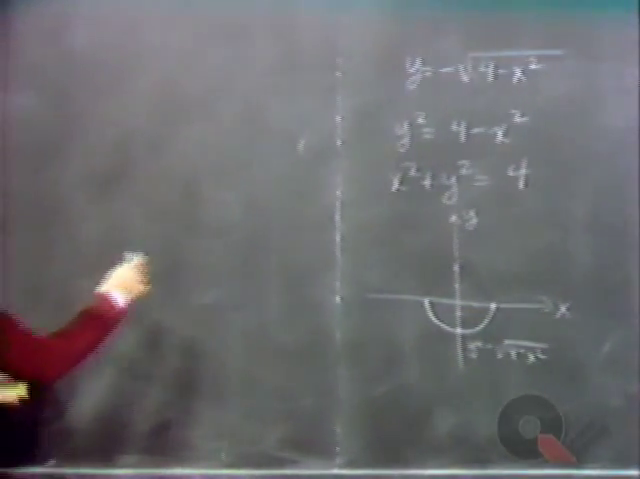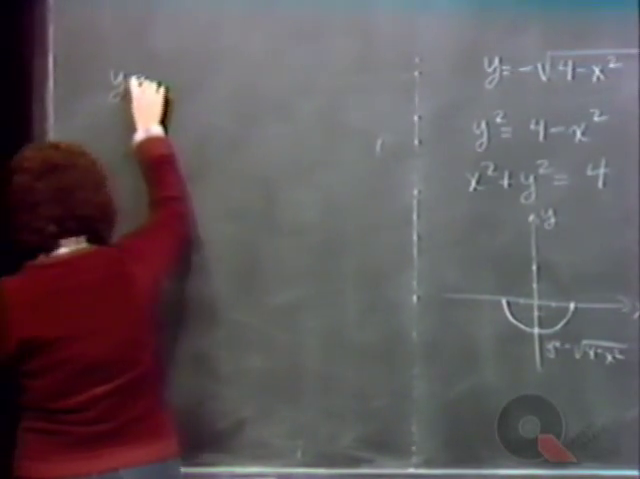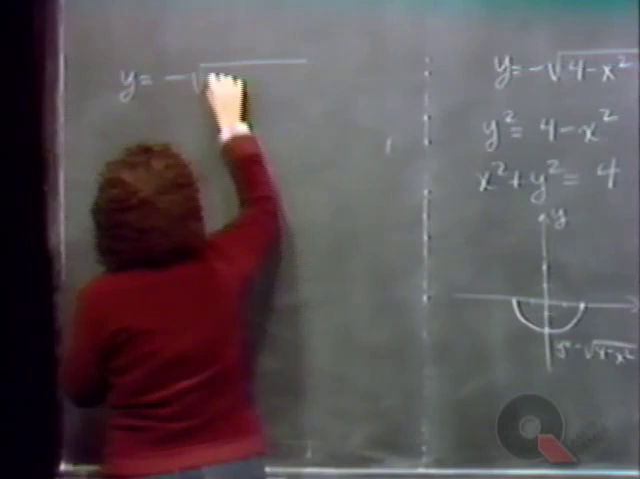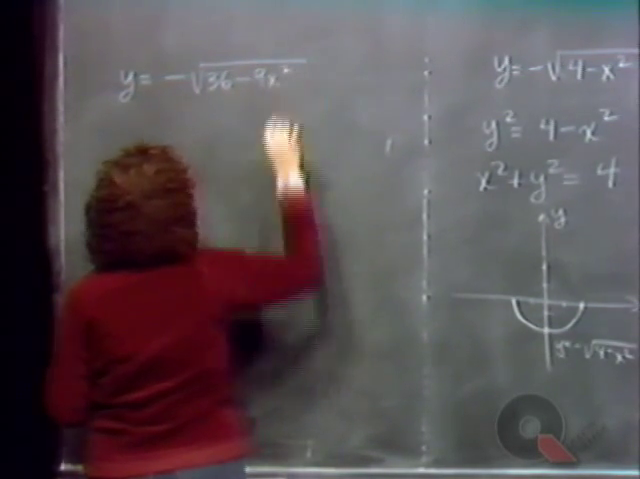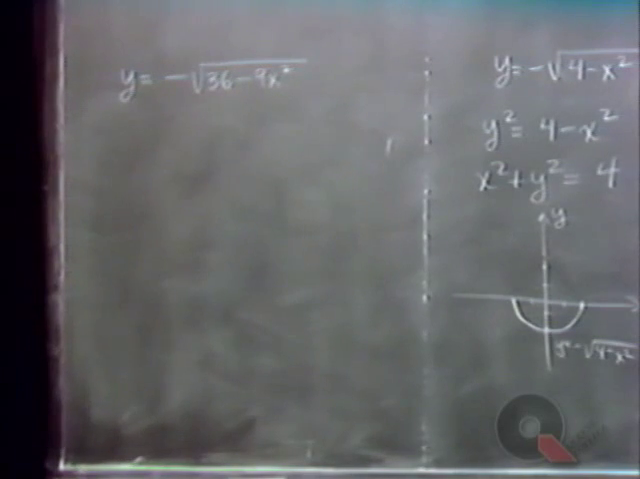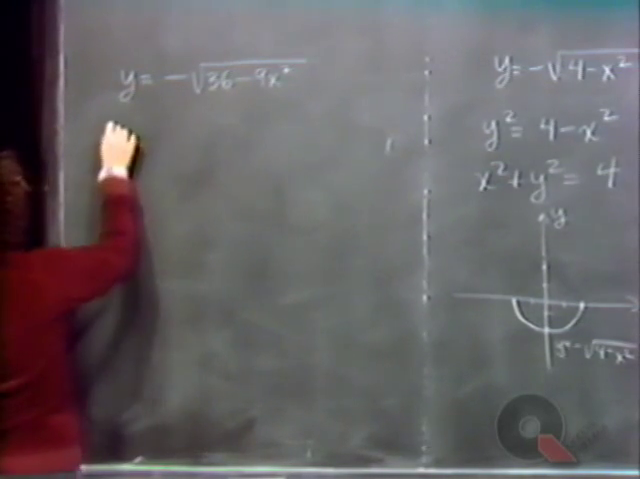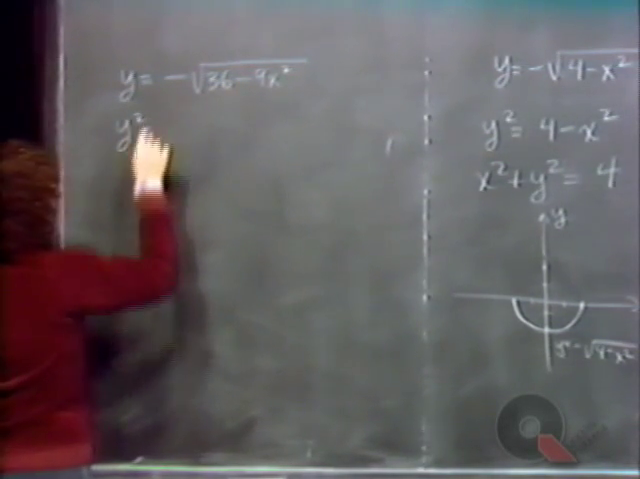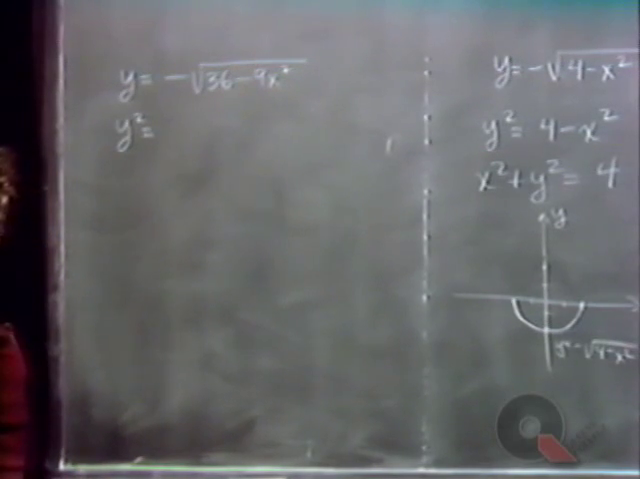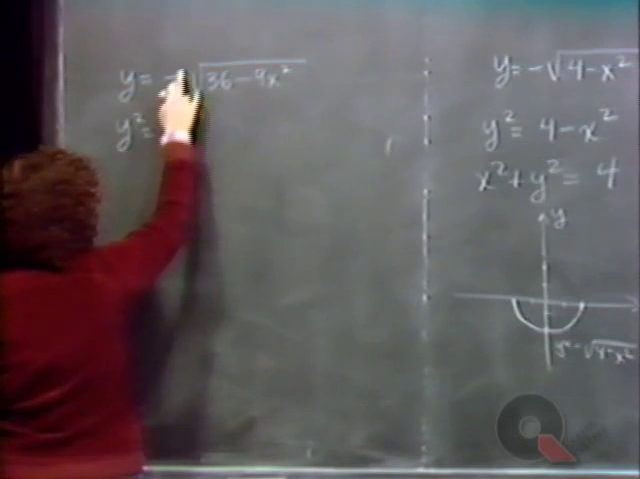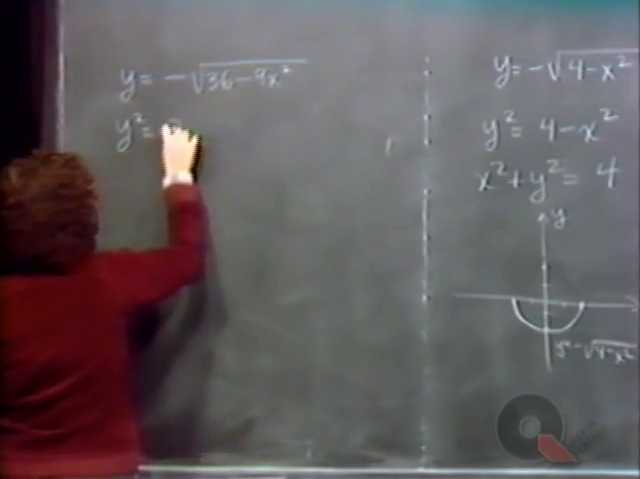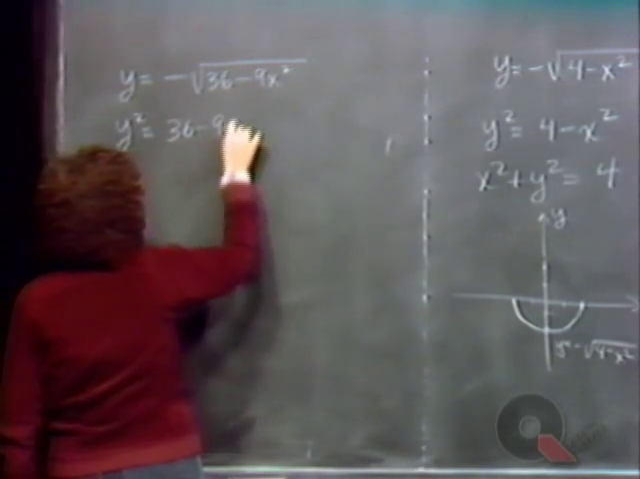For our next example, we have y equals the negative square root of 36 minus 9x squared. Once again, we square both sides to get a feeling for what kind of a function this is and what kind of a curve this is. The minus times the minus will be a plus. Square root squared will give you just what's under the radical.